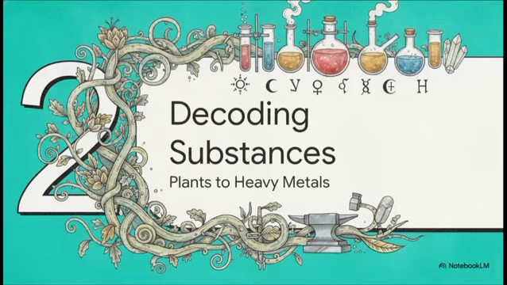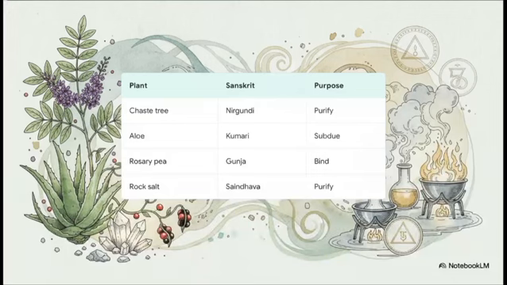Section 2. Decoding the substances, botanicals to heavy metals. You know, this ancient text doesn't really differentiate between plants and metals the way modern chemistry does today. It unifies them into a single alchemical ecosystem. Looking at the botanical base, we have kakatumbi, kakamachi, nirgundi, which is a type of chaste tree, kumari or aloe vera, and notably, gunja, the rosary pea, which is actually highly toxic, alongside saindhava or rock salt.